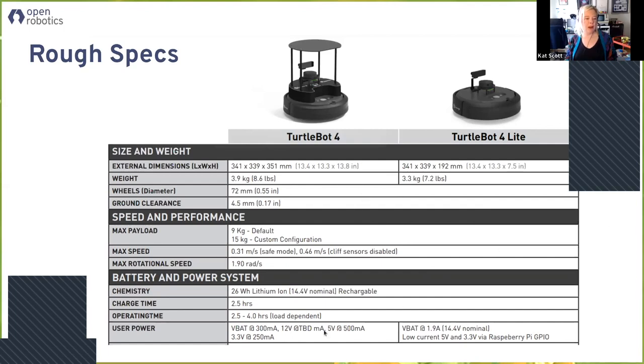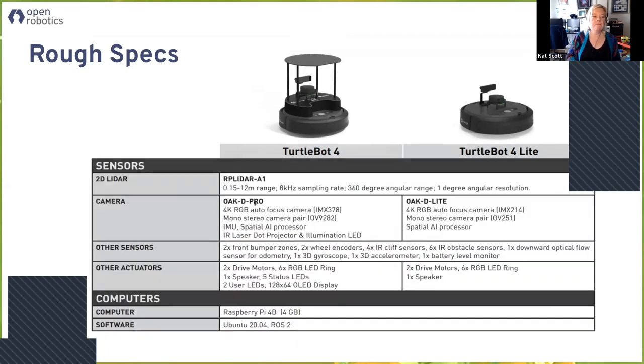Charge time is about 2.5 hours. Operating time is 2.5 to 4 hours, depending on load. You can take this robot and put it in a fairly sizable warehouse, and it can go around and map the whole thing, which is fairly nice. Both of them have the RPLIDAR, which I think is the newest one at about 1 degree of angular resolution. Fairly nice LiDAR for the price point. And then again, OpenCV Pro and OpenCV Lite for vision.